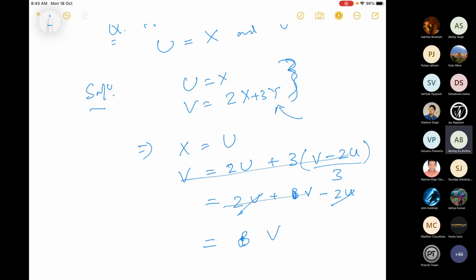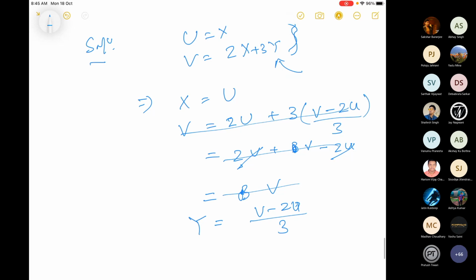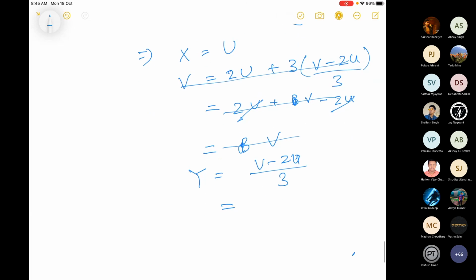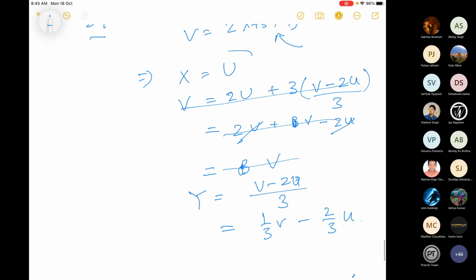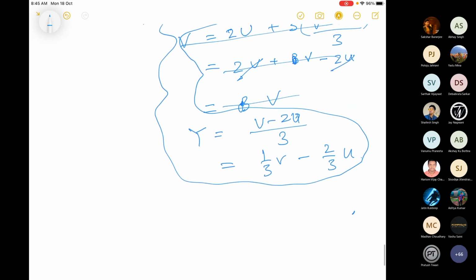Oh, okay. Sorry. So y is equal to this, v minus 2u by 3. Okay, this is what you said. Yeah. Sometimes I make a lot of mistakes. So I can say y is 1 by 3 v minus 2 by 3 u. Okay, got it. So this is the way you can get this. There's x and y, so then we can compute.